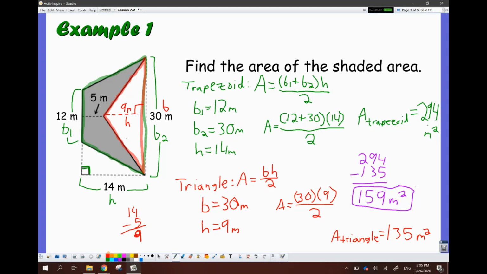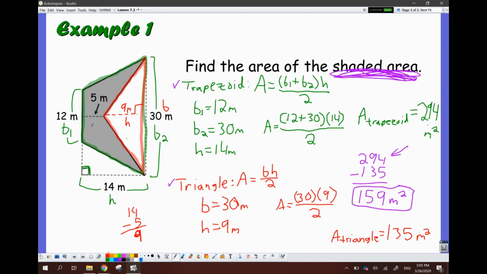Remember, it's kind of a lot of steps, sure. But these are things that you should know how to do by now. You know how to find the area of a trapezoid. You know how to do this. You know how to find the area of a triangle. You know how to do that because you watched our videos from Monday, right? So you should know how to do that. The only new thing that we're doing here is once I know those areas, I'm going to be subtracting them. Subtracting because I'm looking for the shaded area.